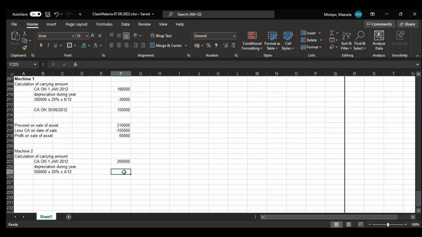I got 33,333.3. I don't know whether anyone got the same answer. Yes, we got 33,333.33, just five threes and then the decimal.